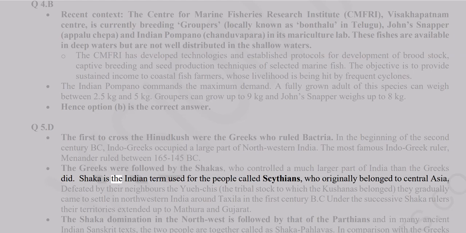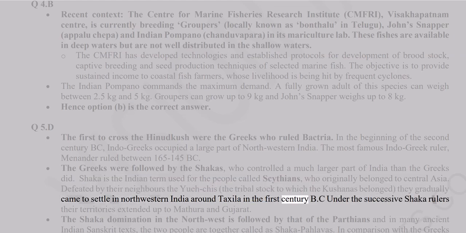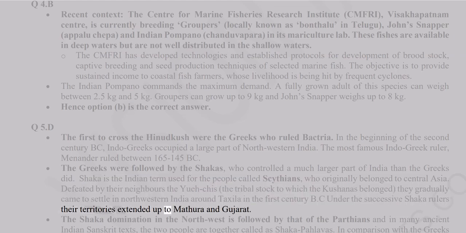The Greeks were followed by the Shakas, who controlled a much larger part of India than the Greeks did. Shaka is the Indian term used for the people called Scythians, who originally belonged to Central Asia. Defeated by their neighbors the Yuezhi, the tribal stock to which the Kushanas belonged, they gradually came to settle in northwestern India around Taxila in the 1st century BC. Under the successive Shaka rulers, their territories extended up to Mathura and Gujarat.